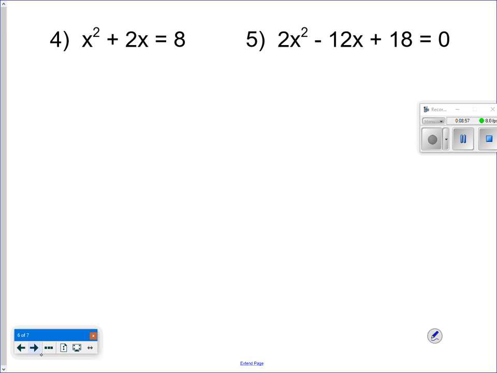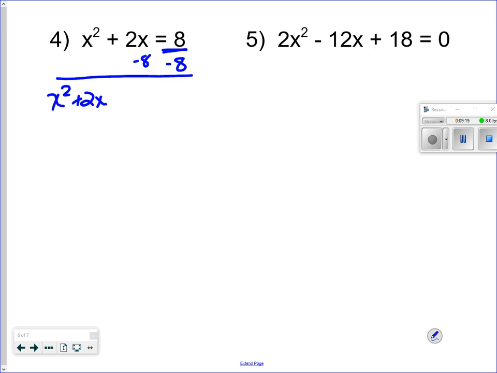Now if you notice on this one, this does not say equals 0. In order to do this zero product property, it has to say equals 0, which means the first thing you're going to have to do is move the 8 to the other side. So if we subtract 8 from both sides, it'll move it to the left. X squared plus 2x, we want that minus 8 to be sitting in the back. Now it is ready to be factored.